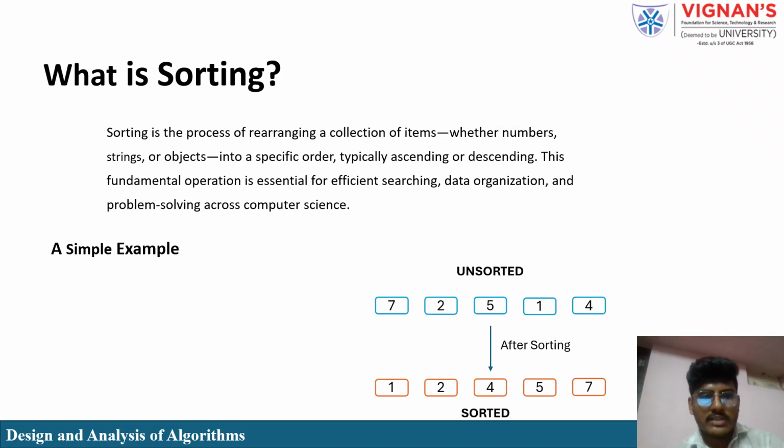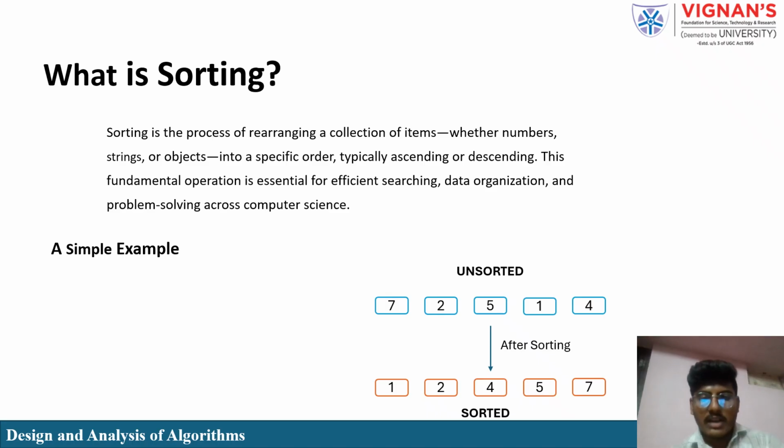Let us see what is sorting. Sorting is the process of rearranging a collection of items, whether numbers, strings or any other objects, in a specific order, typically ascending or descending. This fundamental operation is essential for efficient searching, data organization, and problem solving across the computer science stream.